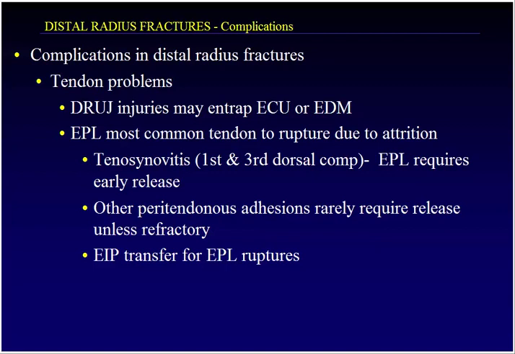What about tendon rupture due to attrition? The most commonly injured tendon in that manner is the extensor pollicis longus, of course, crossing around the dorsal aspect of the wrist over Lister's tubercle. If the patient has tenosynovitis, then that would require an early release of the EPL, and if you have a rupture of the EPL, then a transfer with the EIP would be indicated.